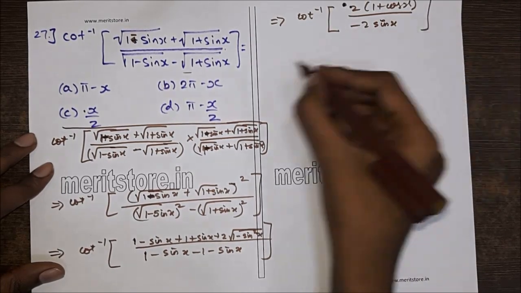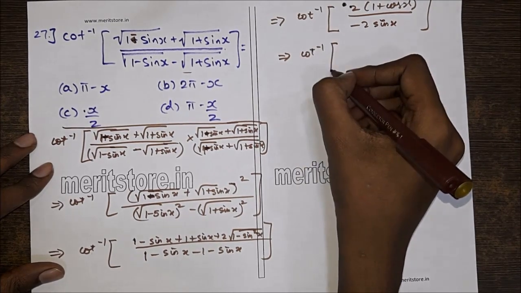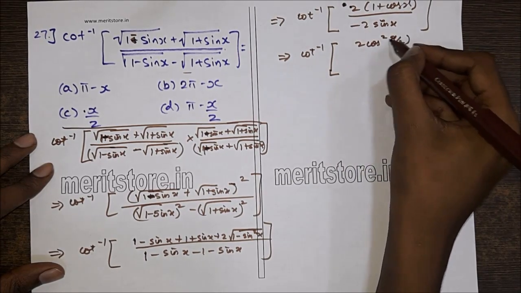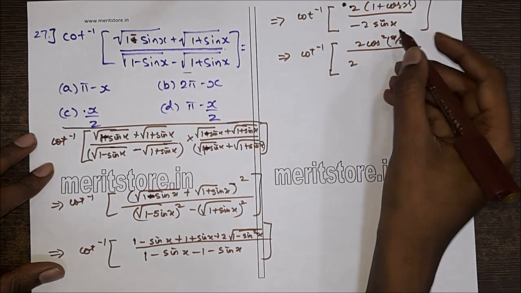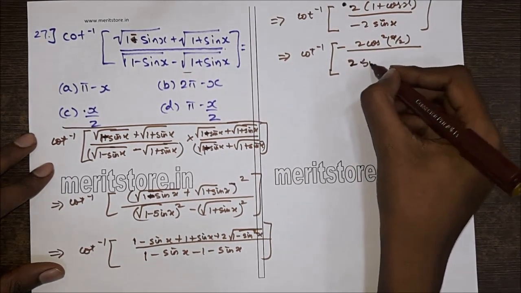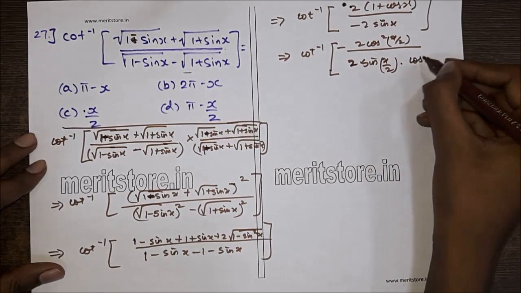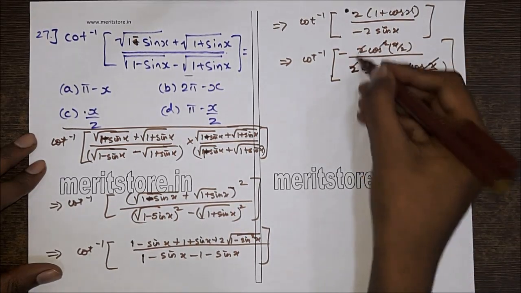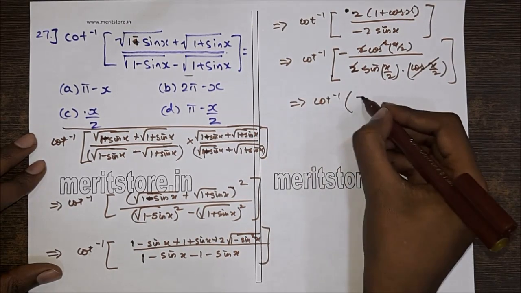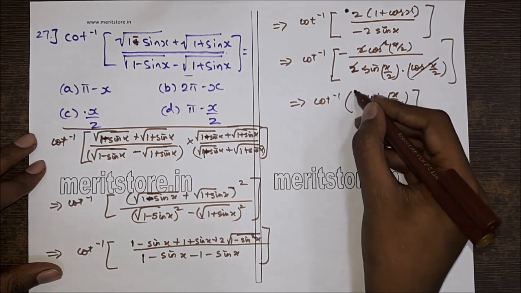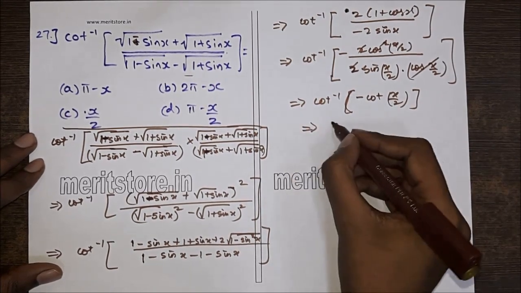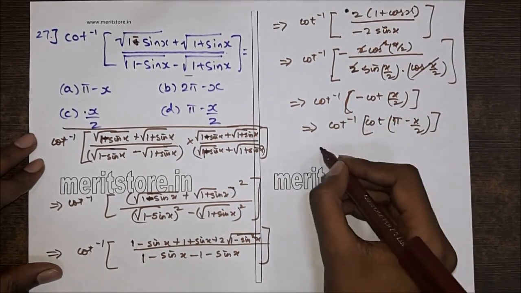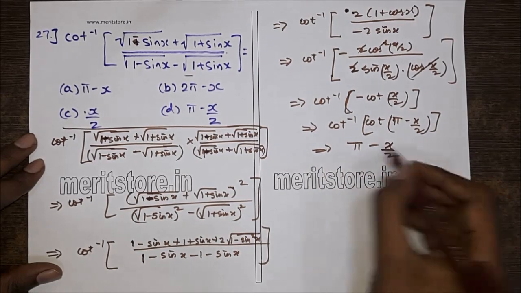We convert it into half angle form. We get cot inverse of 2 cos square x by 2 upon sin x is 2 sin x by 2 cos x by 2. Cos gets cancelled, 2 gets cancelled. We are left with cot inverse of minus cot x by 2, which is cos upon sin. So this is equal to cot inverse of cot of pi minus x by 2. So this is equal to pi minus x by 2, which is option D.